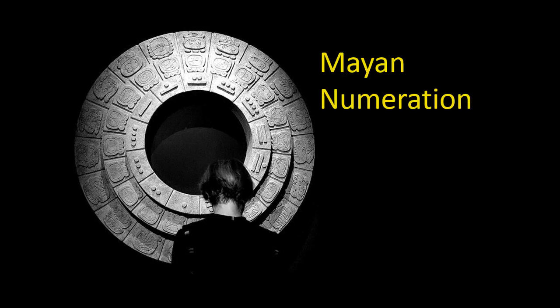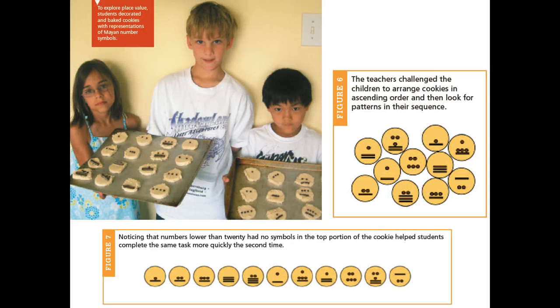Now let's look at the Mayan numeration system. Now that same Teaching Children Mathematics article that talked about using ancient numeration systems in the classroom shows a really nice activity in which students make cookies that have Mayan numerals on them, and then the activity is they have to order the numbers on the cookies from least to greatest. So we're going to learn how to read these Mayan numbers and what the place value system was for the Mayans.